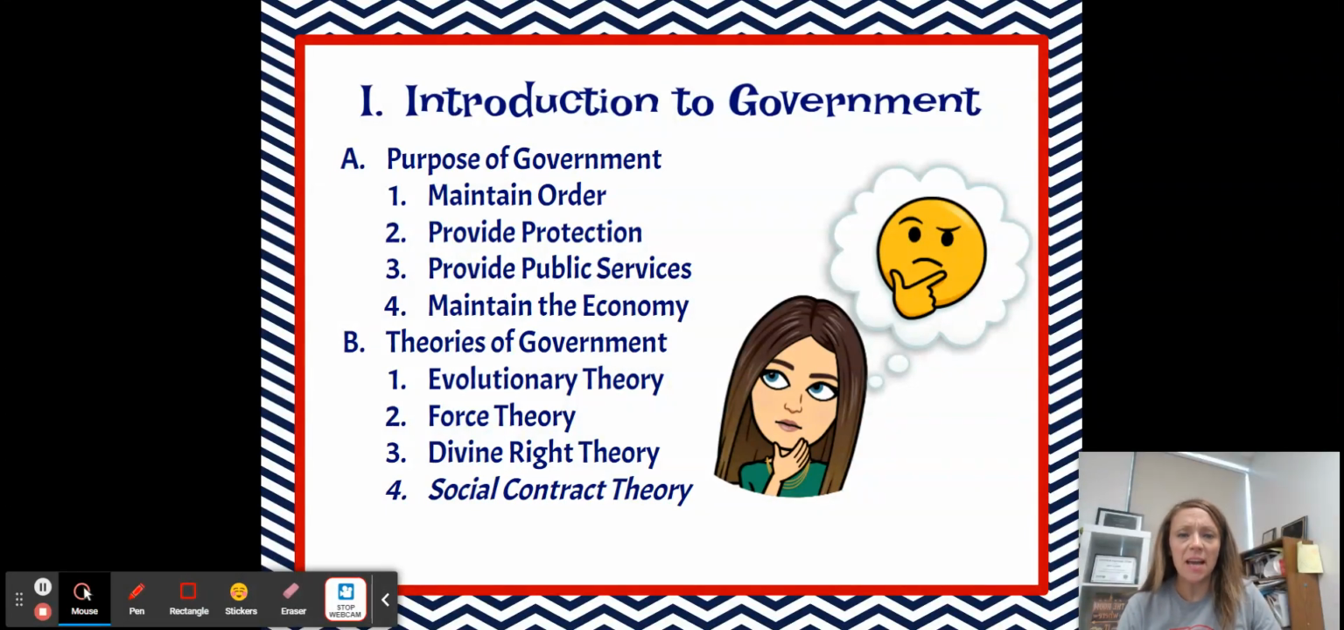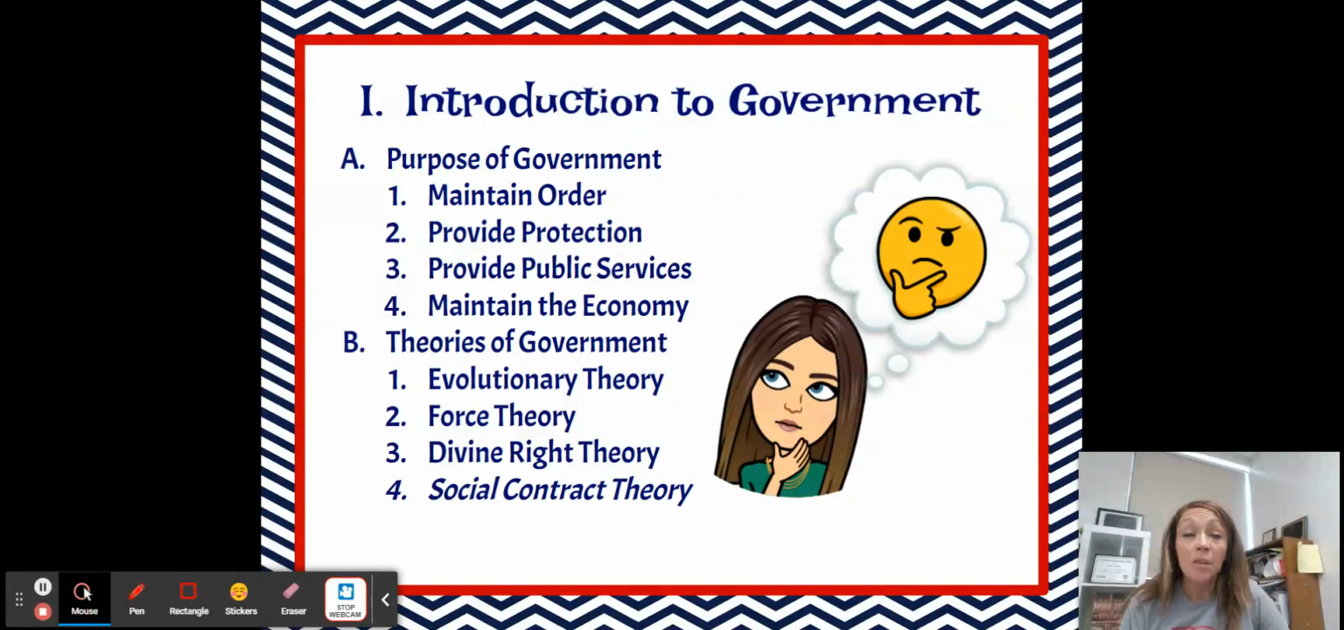The first one is known as the evolutionary theory. I know sometimes whenever we think evolutionary theory, you go to maybe something you learned in science. But in the evolutionary theory of government, what we mean by that is the idea that government emerged from family. So government started off as family and then emerged into a typical government that does these 4 things: maintains order, provides protection, provides public services, and maintains the economy.